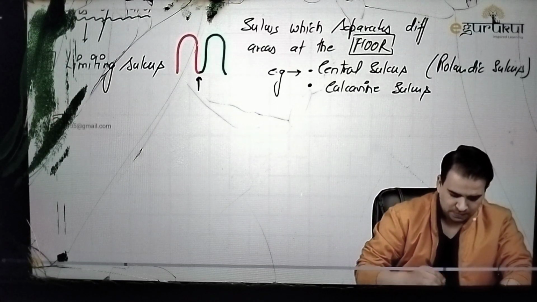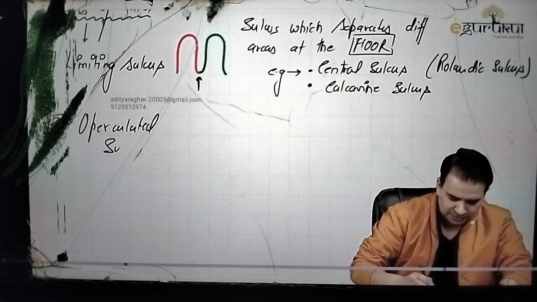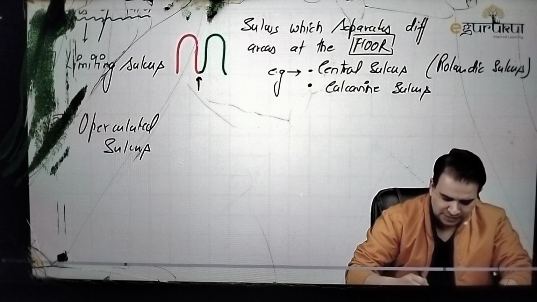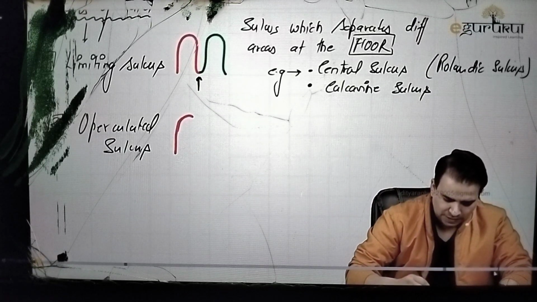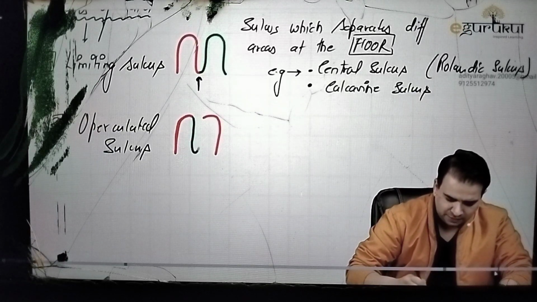The second in the category is called the operculated sulcus. What are operculated sulcus? Once again, let me use the diagram to explain that. Let us say this is some area with whatever function, and look at this different color here, which is representing the area with a separate function.